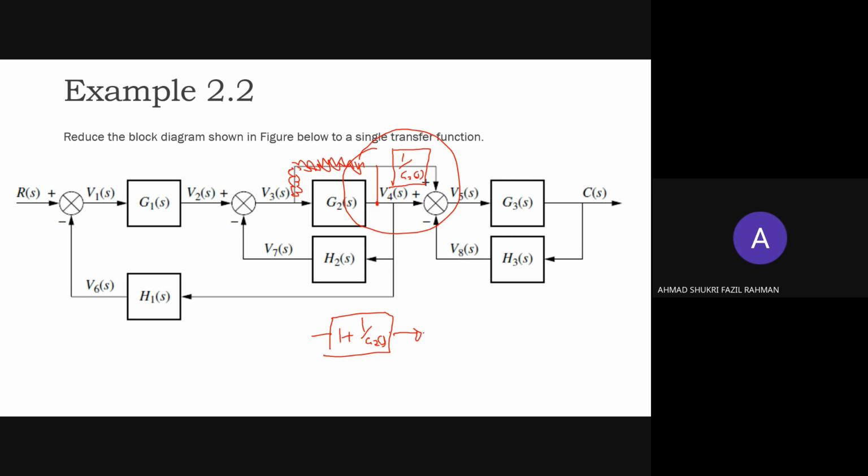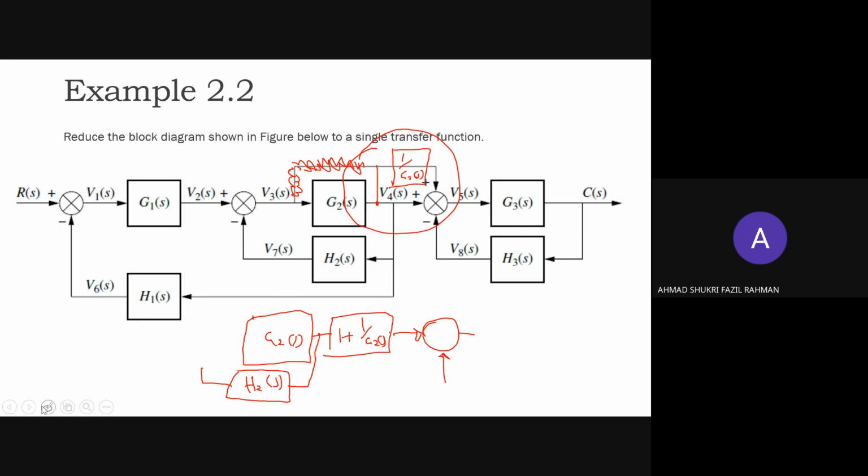If we go here, since this one we already solved, we go from here. This one is G2, okay, G2S. And this part is actually H2, H2S. So I have just shown you this part only. The rest will be the same. This one would be the summing point.